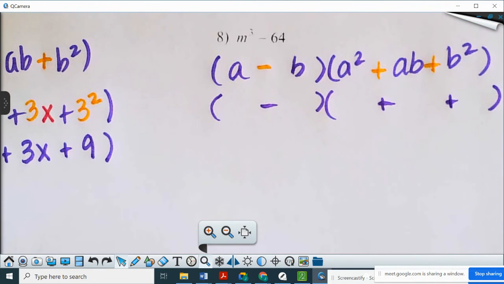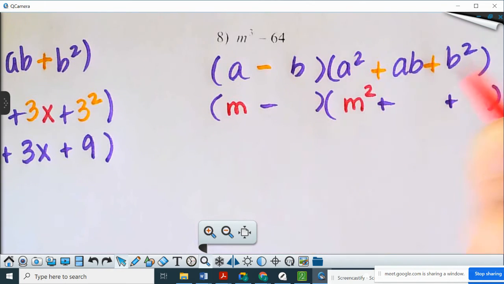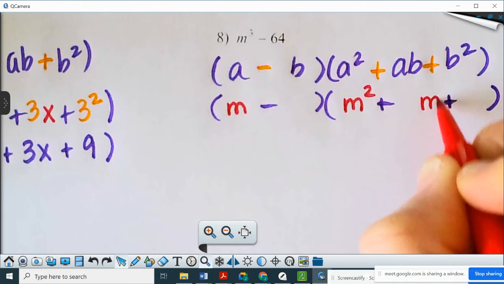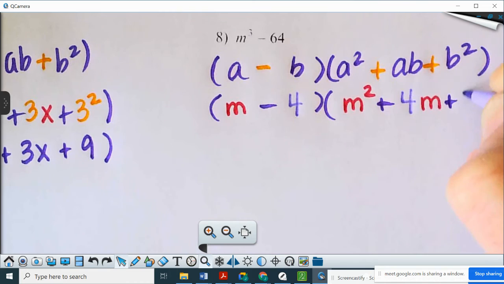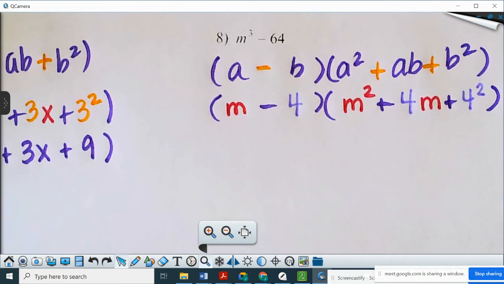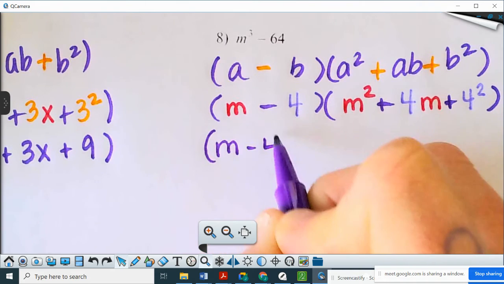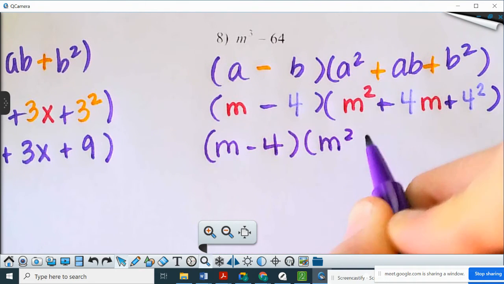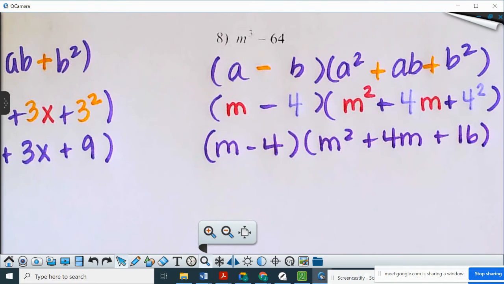So cube root of m cubed is going to be m. And then your cube root of 64, we did it already, and it was 4. 4 times 4 and 4 squared. Again, don't stop here because that's not everything simplified. So m minus 4, m squared plus 4m plus 16.